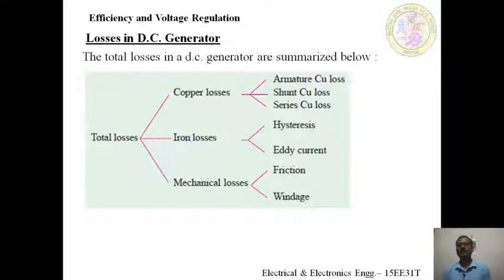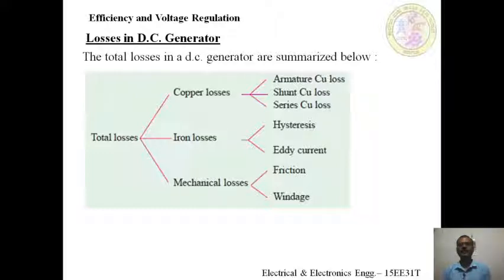Shunt copper loss is the loss taking place in the shunt field winding of the generator, and it is given by Ish square Rsh, where Rsh is the resistance of the shunt field winding. As the shunt field current is constant, this loss is also treated as a constant loss.